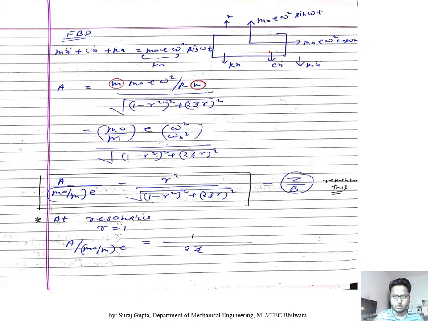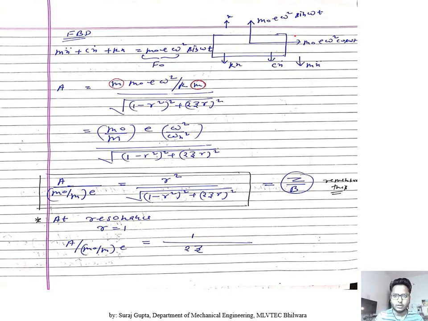This will be cancelled out because this mass is not moving in this direction, because of some support from this side. So the total motion is going in the x direction. If displacement is occurring in this x direction, the total force in the vertical direction is m0 e omega square sin omega t. In that case, the spring force will be kx, the damping force will be c x dot, and the inertia term is m x double dot.